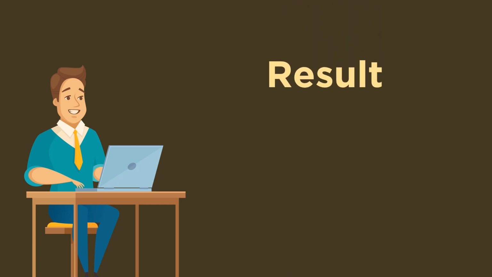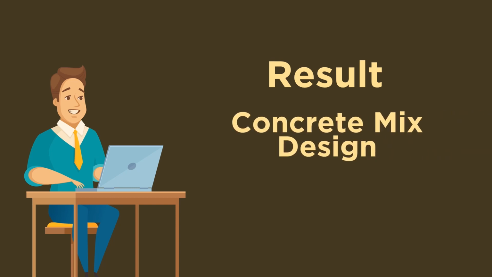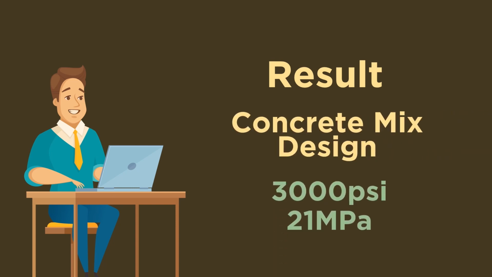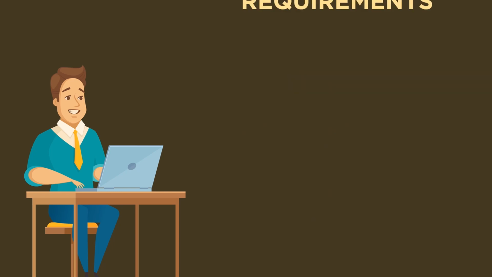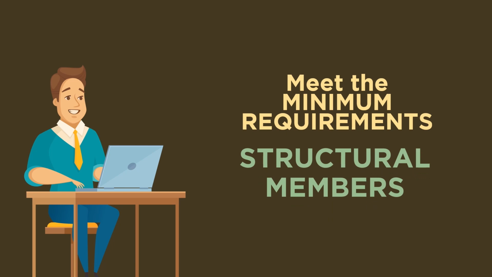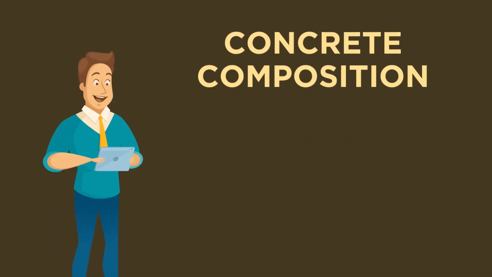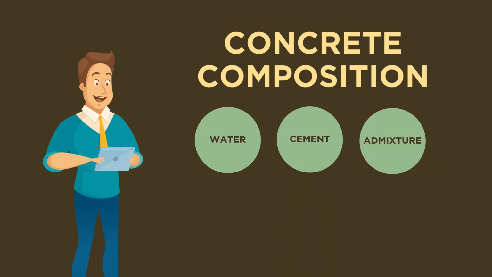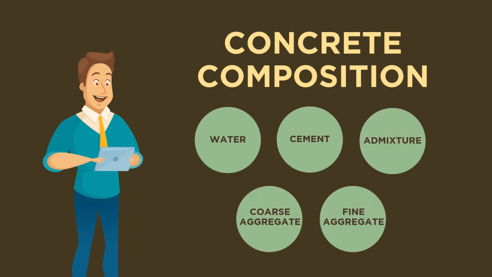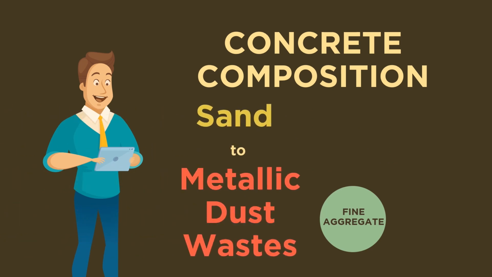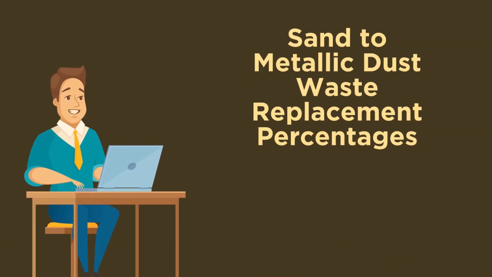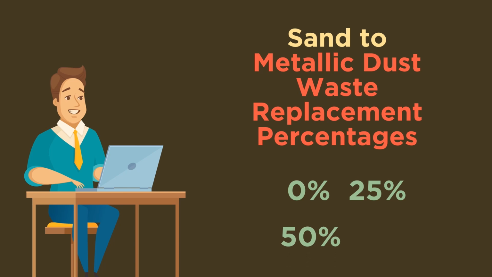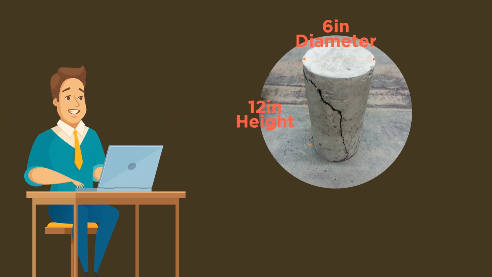The results of the laboratory experiments were used to compute for the concrete mix design, with a target strength of 3000 psi or 21 megapascals to meet the minimum requirement for structural members. To give you a background, concrete is composed of water, cement, admixtures, coarse aggregate which is gravel, and fine aggregate which is sand. We will try to replace the amount of sand in this study. Replacement percentages are composed of 0% as our control specimen, 25%, 50%, and 75% for metallic dust waste. 6 inches in diameter and 12 inches in height concrete cylinders were used for testing for their 28-day strength.